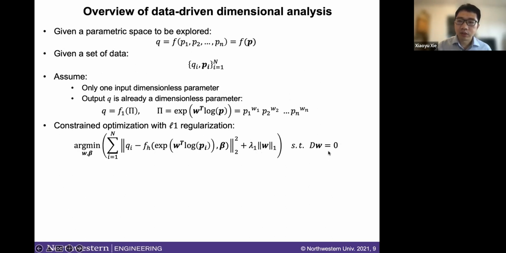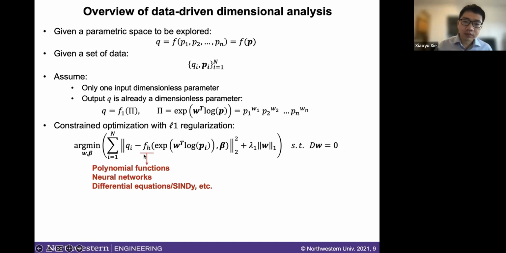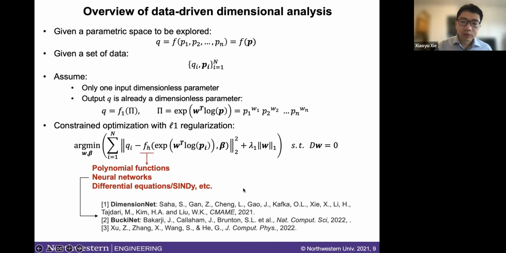So here is a physical constraint: D times W should be equal to 0. And F can actually have many different forms, like polynomial functions and neural networks, and it can also be integrated with SINDy, like sparse regression, because some equations can be differential equations. For the neural network version, combining dimensional analysis and dimensional invariance with machine learning, there are several recent research efforts. The first one is Dimensionless in our group, and the second one is from Washington University, from Professor Brunton and Professor Nathan Kutz. They proposed the Buckingham Pi neural network. And another one also uses a neural network with machine learning and dimensional analysis.